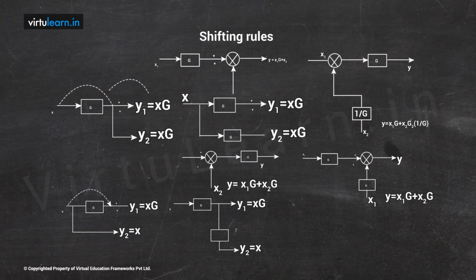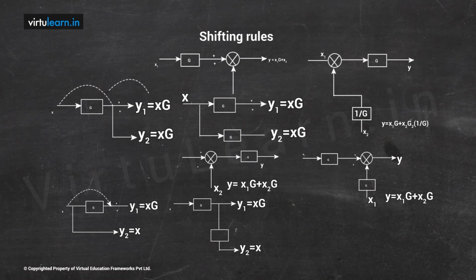Now the first one: I have one block and after that there is a summing point. Now there is a need to move this block after the summing point, right? Before moving, let us see what the output will be. It is very clear, x1 into G is x1G, and again I have x2, so both are added, and y is x1G plus x2. Now after shifting also I should get the same thing.